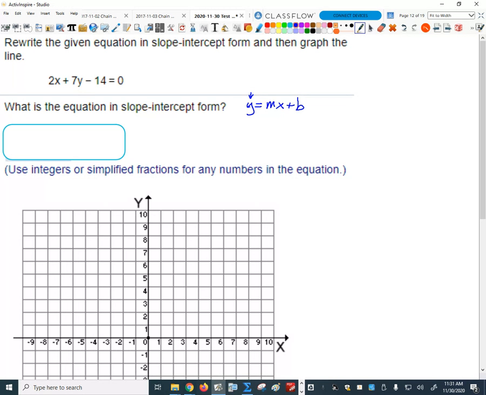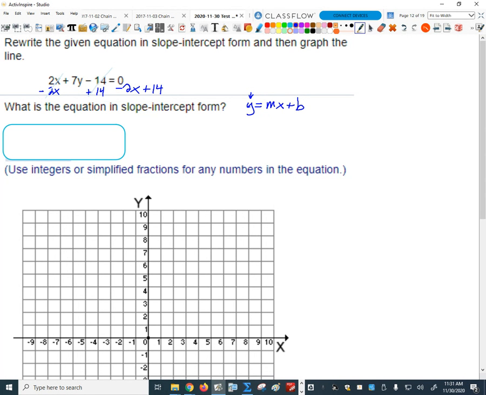Owen, what are the steps going to be to put this into slope-intercept form, my original line? Okay, Akira, help Owen out. What do I got to do first? Subtract 2x and add 14. There you go. Good. So we're going to subtract 2x and we're going to add 14 to both sides. And we want to do that so we can get rid of the x's and the numbers on the left. And that helps a lot.